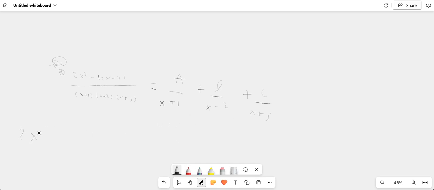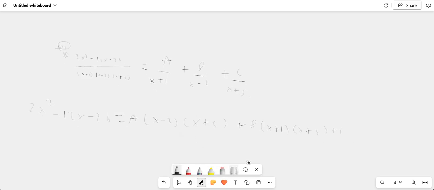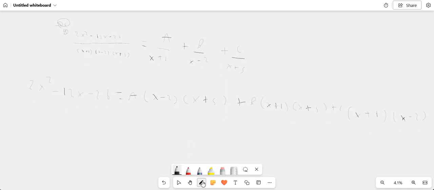I'm just going to write 2x squared minus 12x minus 26 is equal to a open bracket x minus 2, so times x minus 2 up here, times x plus 5 from the right side up there, plus b times x plus 1 from the left hand side in the bracket there, and then times x plus 5 from the right hand side, and then plus c, and then times the two things on the left hand side here. So that's x plus 1 and x minus 2. Cool.